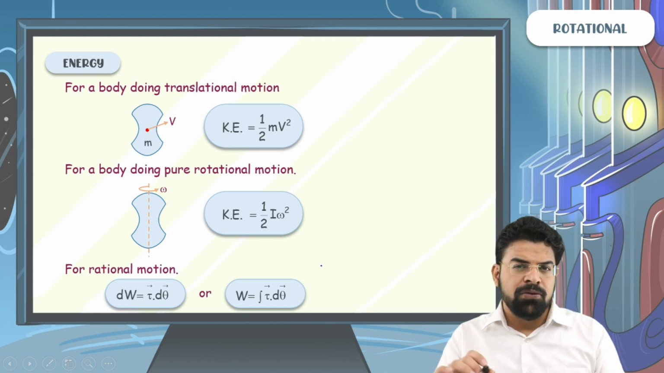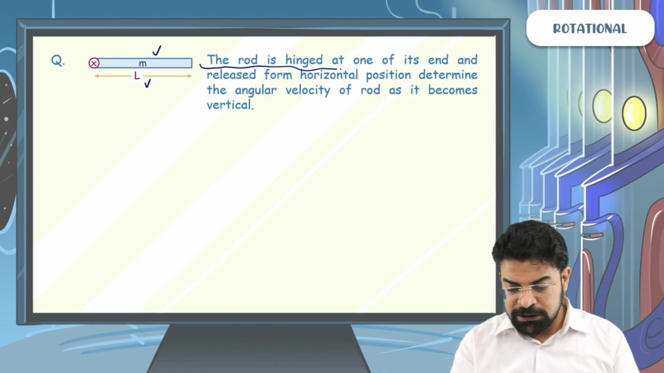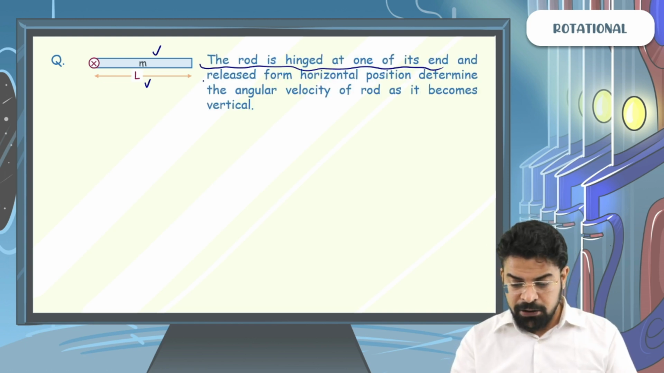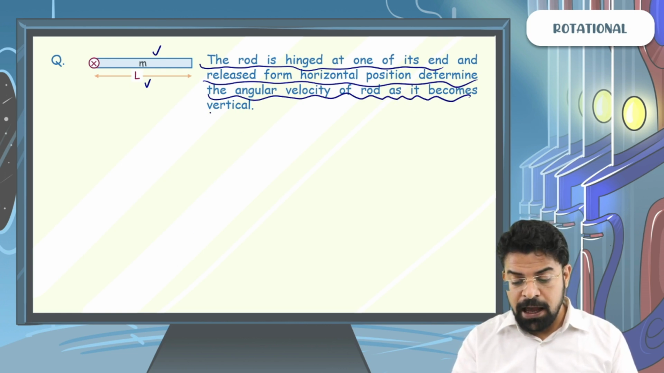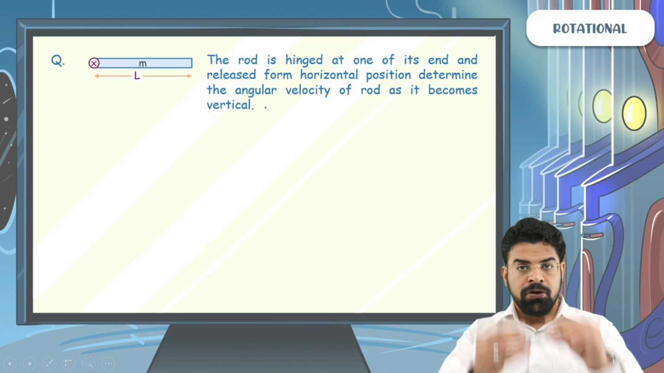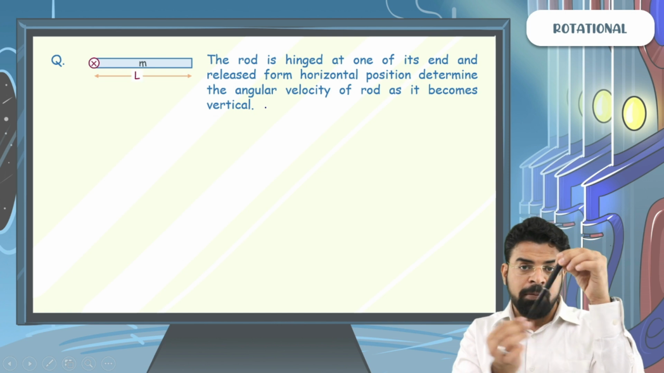So let's do a simple question based on this. There is a rod of mass m and length l. The rod is hinged at one end and released from the horizontal position. Determine the angular velocity of the rod as it becomes vertical. So the rod is released from the horizontal position. You have to tell the omega of the rod as the rod becomes vertical.